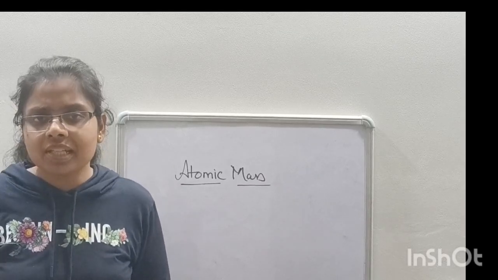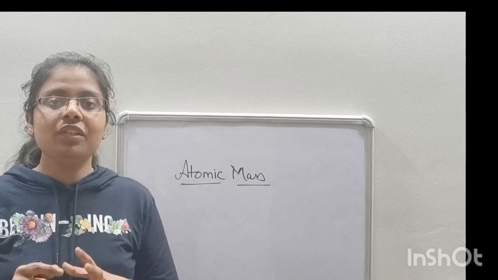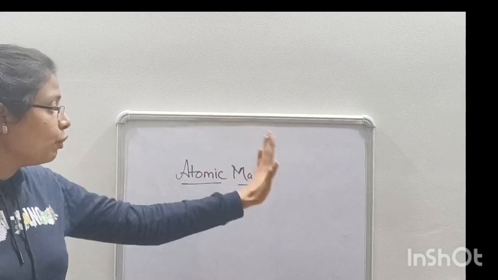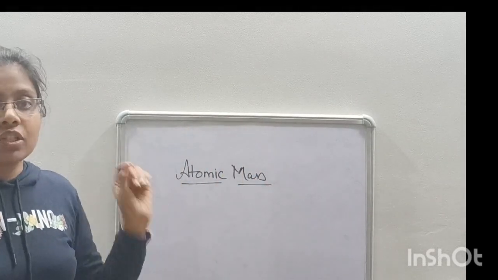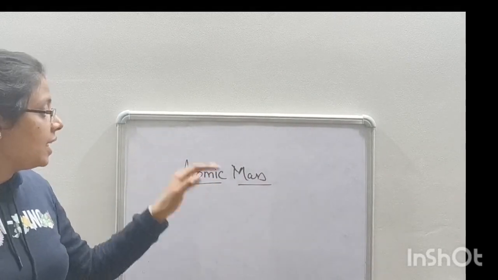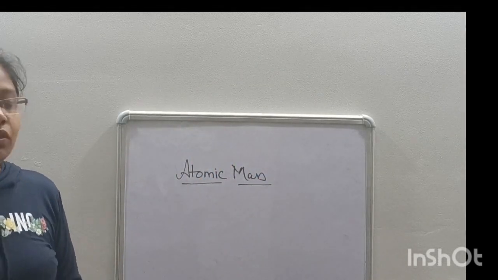So how that atomic mass came and why it is written like this, why it is not taken in kg, we will see here. First of all, to understand the term atomic mass fully, we have to understand what is the meaning of mass, what is the meaning of an atom, and then we will collectively understand atomic mass. So what is the meaning of mass?